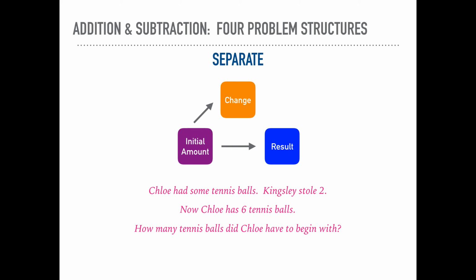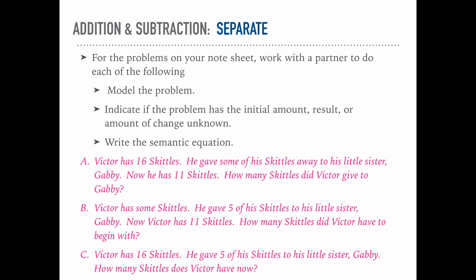So, for example, Chloe had some tennis balls. Kingsley stole 2. Now Chloe has 6 tennis balls. How many tennis balls did Chloe have to begin with? Well, here we see the unknown is the initial amount. So we would call this a separate structure with an unknown initial amount. Yeah, makes sense. So that's where the unknown would be, in that initial amount box. And if we wrote a semantic equation, it would be like a box, minus 2 equals 6. That would match the wording there.